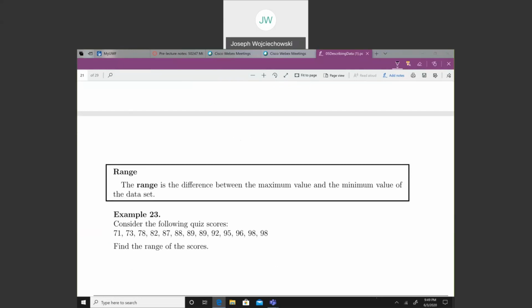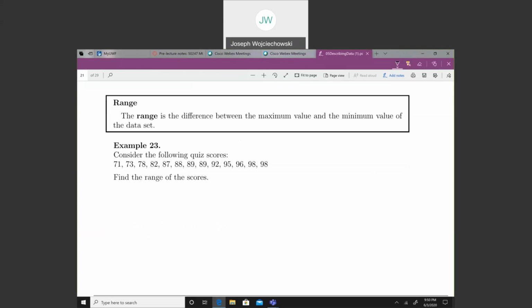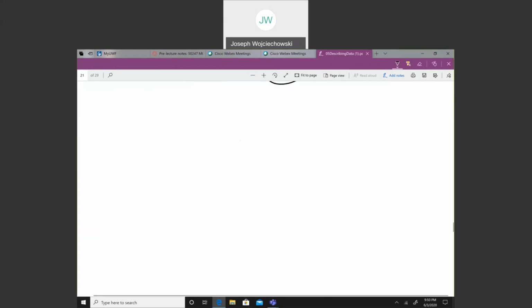Okay, the next concept we have here is something called the range. Essentially, the range is the difference between the maximum value and the minimum value of the data set. So let's look at these quiz scores. Find the range. Well, the minimum value is 71 and the maximum value is 98. So we have 98 minus 71, which is 27. And that's the range.